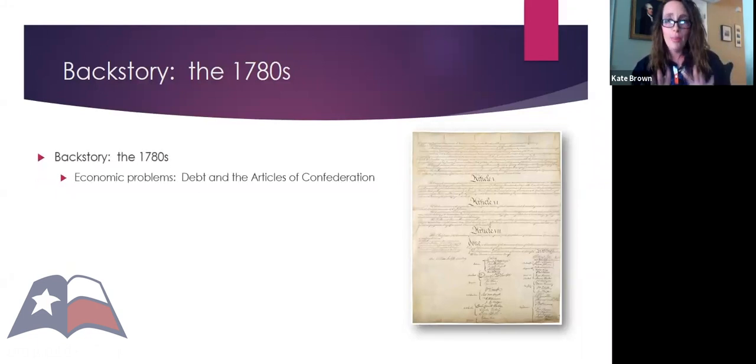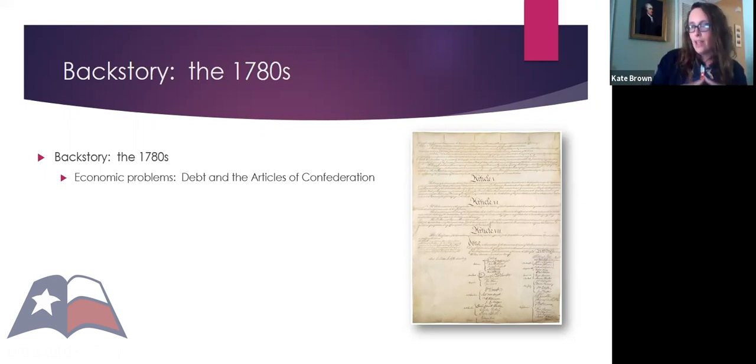So let's talk a minute about the economic problems of the 1780s, and we'll start with debt because it is immense. War is expensive. And when we fight the American Revolution, the United States has to go into not only a lot of debt in total in terms of total number of dollars, but there are different types of debt, different categories of debt that we need to keep track of. So I'm going to explain the three different tiers of debt that we need to keep our eye on.